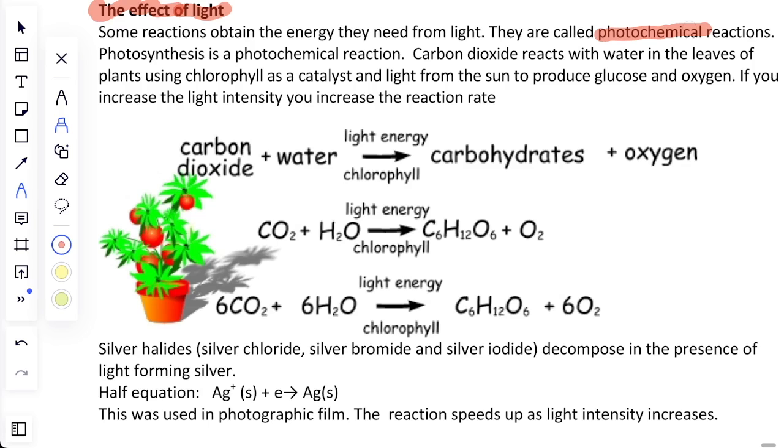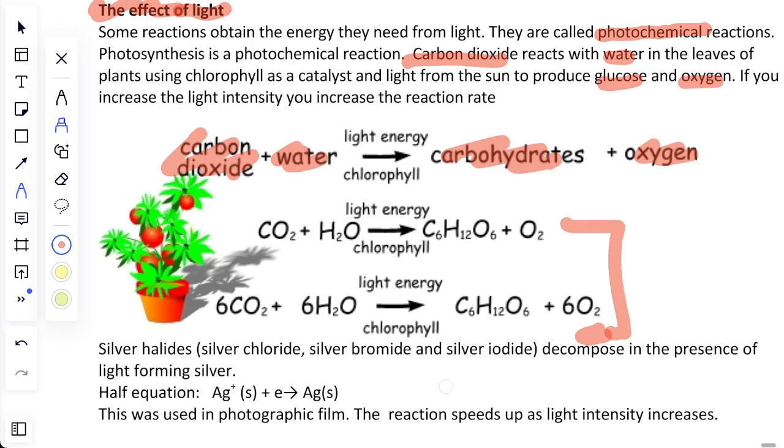We all know what photosynthesis is. This is a way where carbon dioxide, CO2, reacts with water in plants, using chlorophyll as a catalyst and light from the sun to produce glucose and oxygen. So carbon dioxide plus water gives us carbohydrates plus oxygen. Try to remember this equation: CO2 plus H2O gives C6H12O6 plus O2, where this is the glucose that is formed, and this is the oxygen. It is as simple as that.